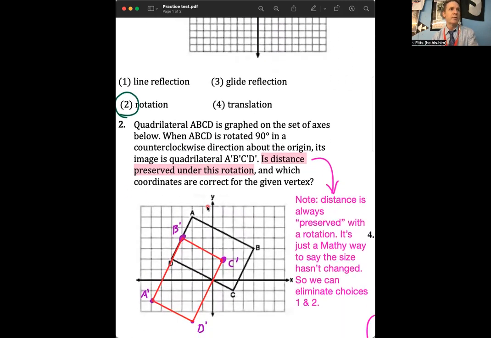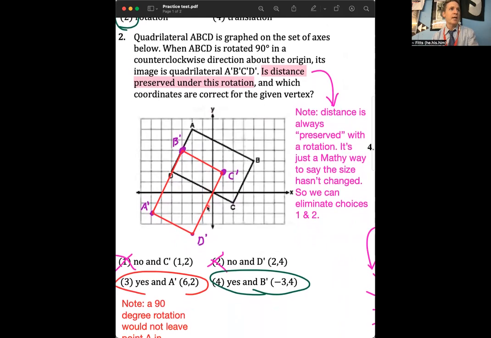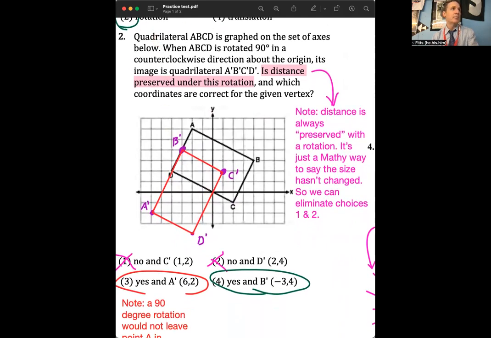Number two: quadrilateral ABCD is being graphed on the set of axes below. When ABCD is rotated 90 degrees in a counterclockwise direction about the origin, its image is quadrilateral A prime, B prime, C prime, D prime. Is distance preserved under rotation? And which coordinates are correct for the given vertex?